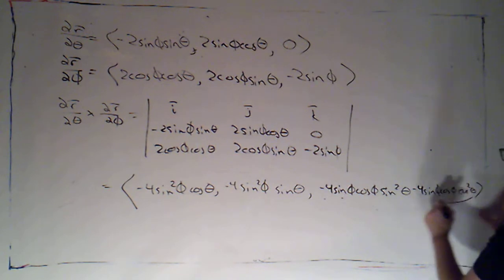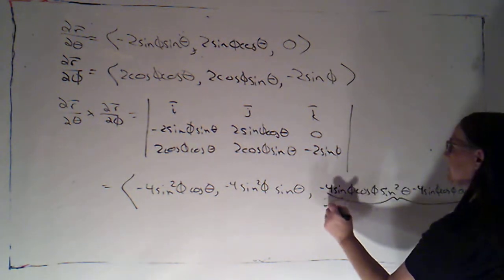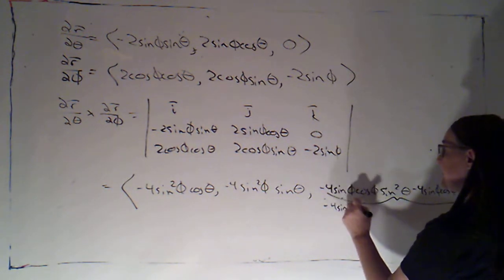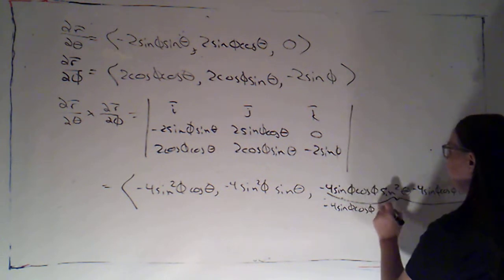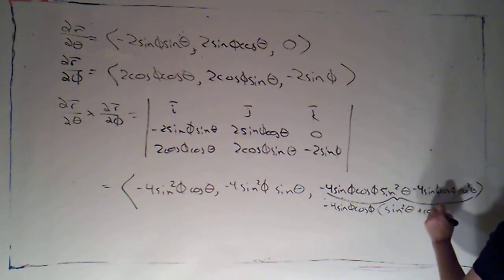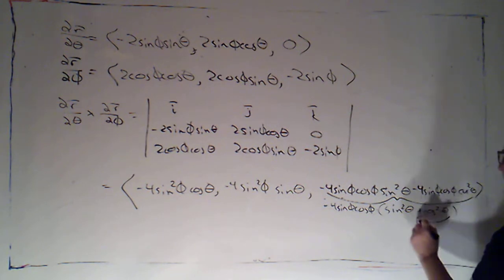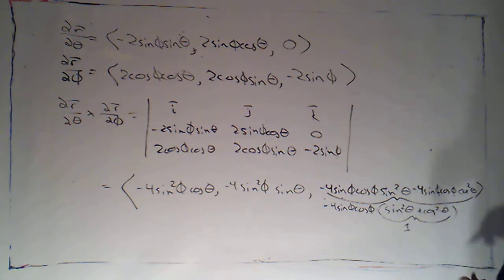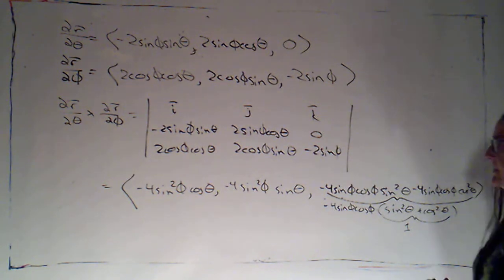Now, in this third component here, I can factor out a negative 4 sine phi cosine phi, and that's being multiplied by sine squared theta plus cosine squared theta, and of course that's just 1. So my third component is just negative 4 sine phi cosine phi. So that makes it a little bit simpler.